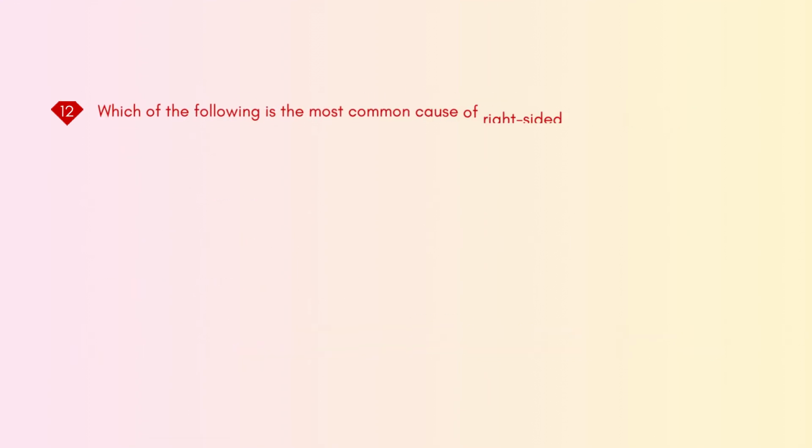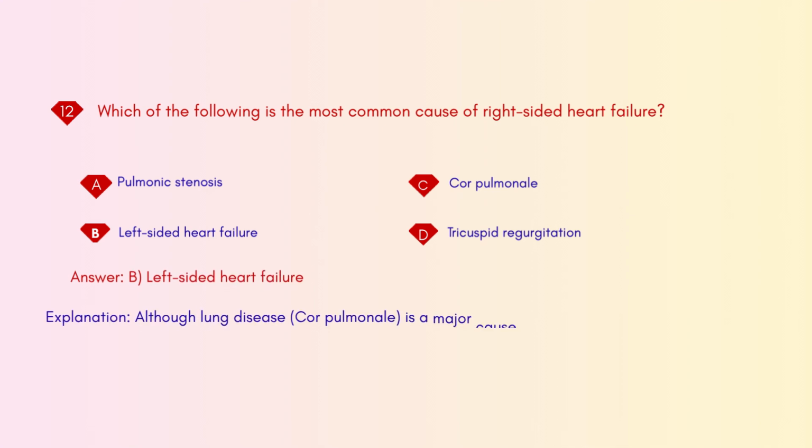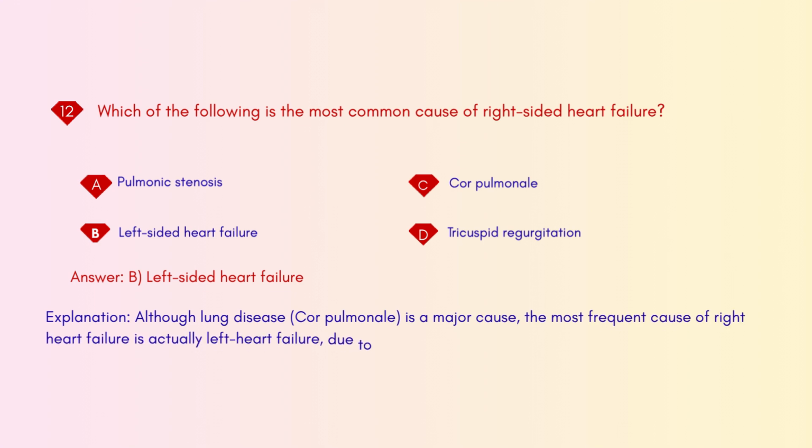Which of the following is the most common cause of right-sided heart failure? A. Pulmonic stenosis. B. Left-sided heart failure. C. Cor pulmonale. D. Tricuspid regurgitation. Answer, B. Left-sided heart failure. Explanation: although lung disease, cor pulmonale, is a major cause, the most frequent cause of right heart failure is actually left heart failure, due to back pressure into the pulmonary circulation.